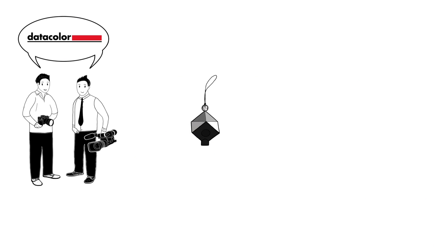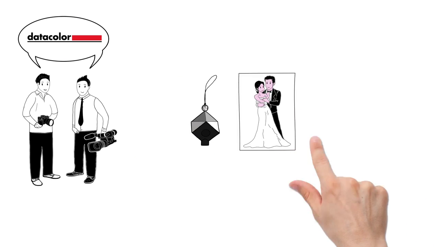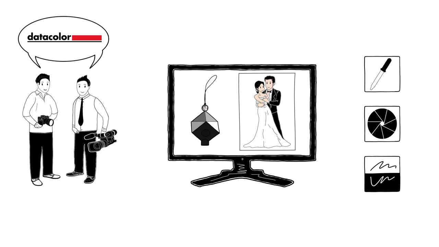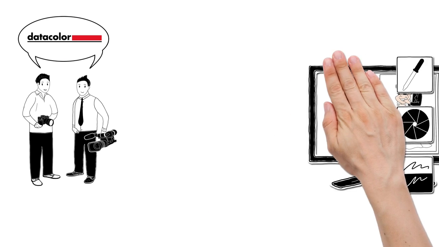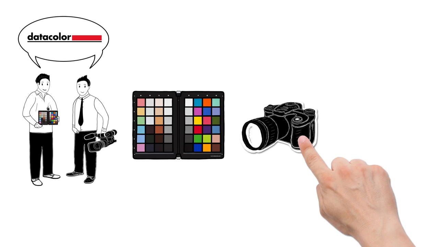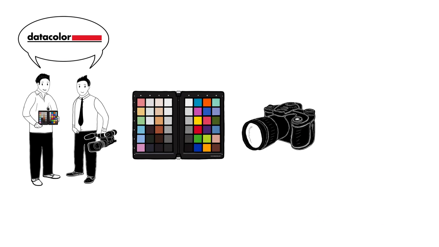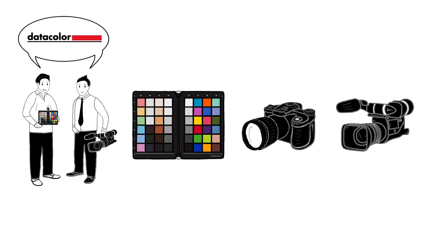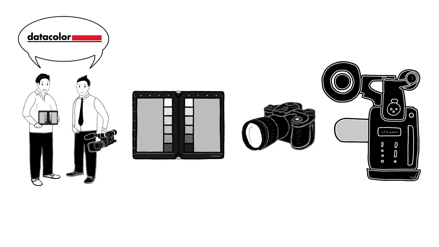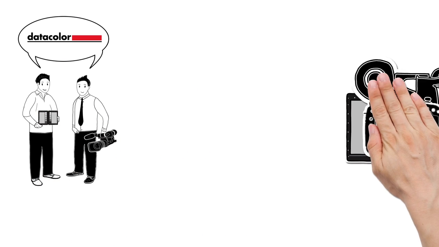SpyderCUBE is a reference tool for photo and video that is used during the shoot and helps to set the correct white balance, exposure and contrast when editing the images. SpyderCHECKR is also used as a reference tool during production and provides color correction for cameras and helps our photographer and videographer get the best results from their cameras and easily adjust color differences between camera models. It's also used to set in-camera white balance for video.